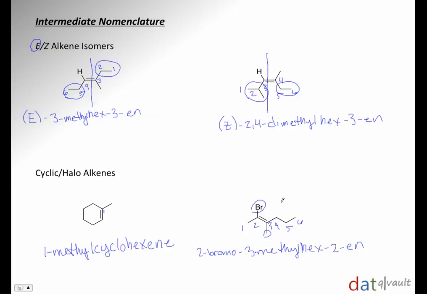Alright, and the last thing we of course need to do is give it a configuration around the double bond. Bromine has a higher atomic number than carbon. This propyl group is going to have priority over the methyl group. These substituents are on the same side of the double bond, so we're going to give it the Z configuration.